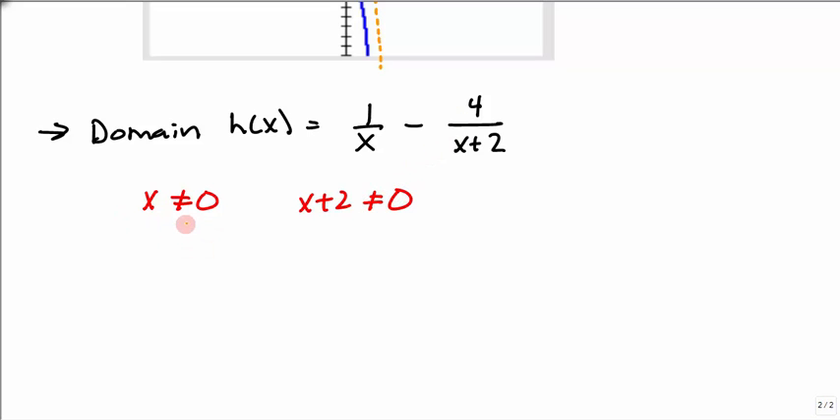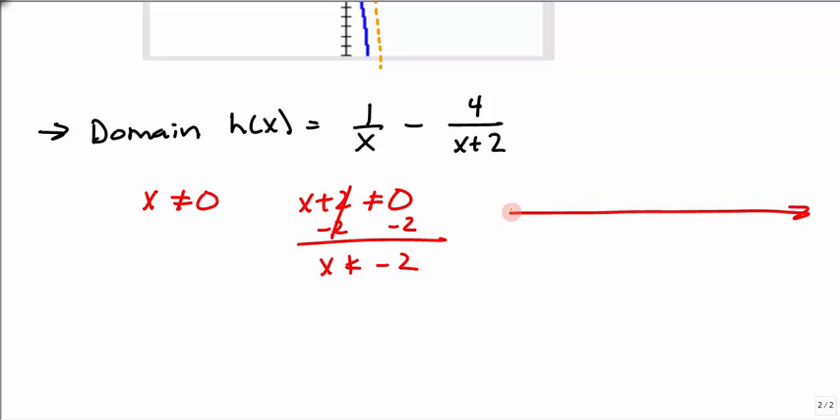This one on the left is already solved for. Over here on the right I would subtract 2 from both sides, and I'd get x cannot equal negative 2. So if I wrote these on a number line, of course we'd go in order from negative 2 being the smallest to 0. I can have all the numbers to the right of 0, between negative 2 and 0, and to the left of negative 2. So that's kind of what this looks like.